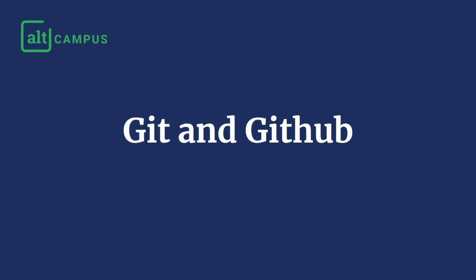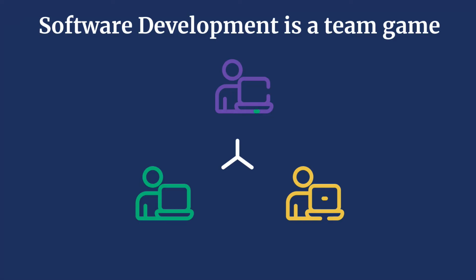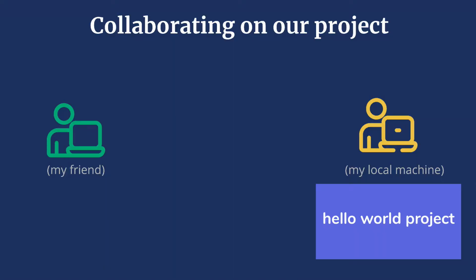So far, we are working on the project alone and locally on our machine. However, most of the time, software is developed by teams where multiple people work on the same project. In such cases, how do people collaborate? Now, say a friend of mine wants to work with me on this project, and so she should be able to do the work on her machine. Now, in order to make that happen, I'll have to share my project with her.